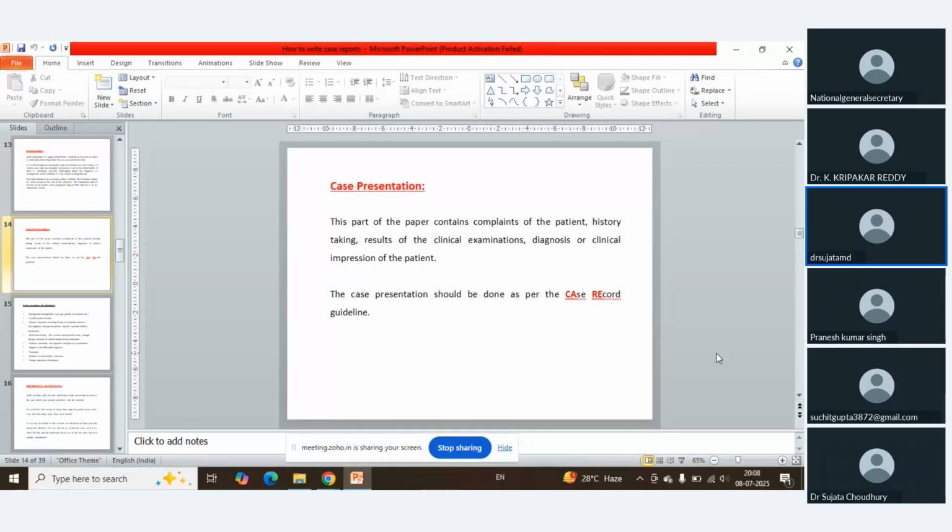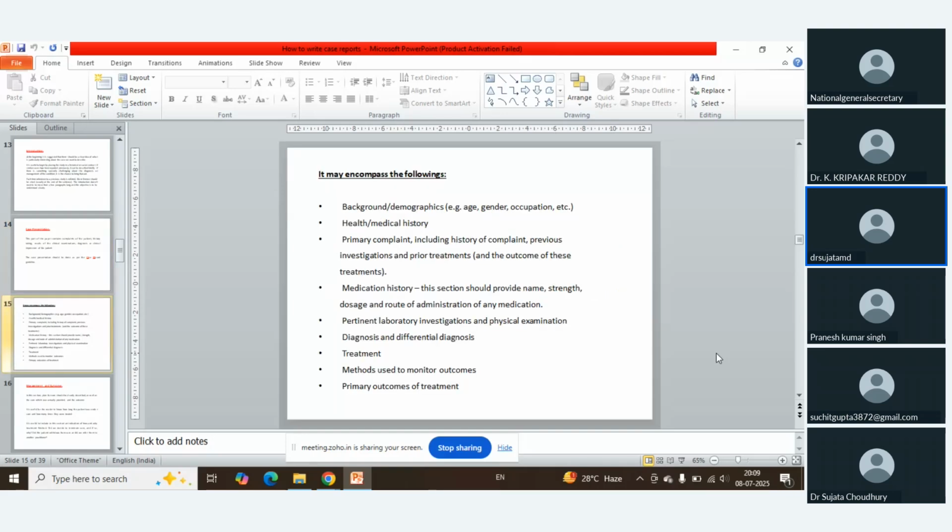So here, the case presentation part of the paper contains the complaints of the patient, history taking, results of the clinical examination, diagnosis and clinical impression of the patient, and the follow-ups. The case presentation should be done as per the case record guideline, termed the CARE guideline. So what is the CARE guideline? How will we follow it while writing or presenting a case? We will know that.